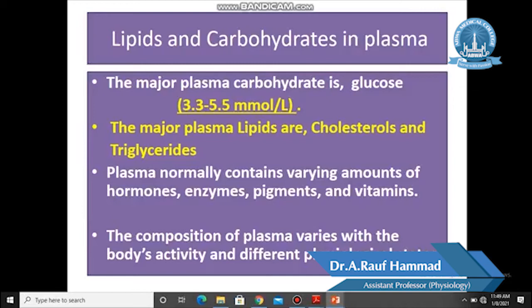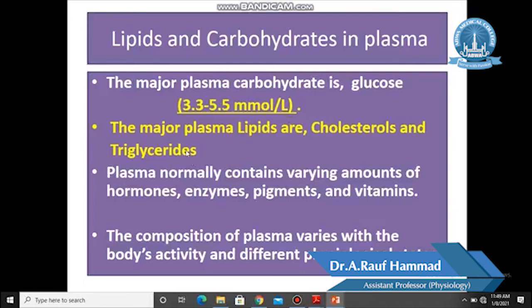The lipids and carbohydrates in the plasma. Major plasma carbohydrate is glucose. The concentration of glucose is 3.3 to 5.5 millimoles per liter. The major plasma lipids are cholesterol and triglycerides. Major portion of carbohydrate is glucose, and the major lipids are cholesterol and triglycerides.